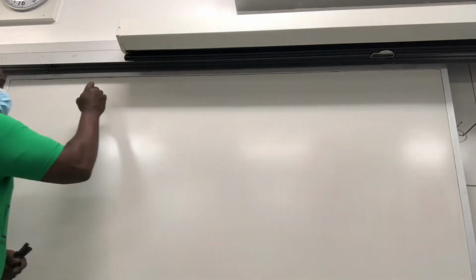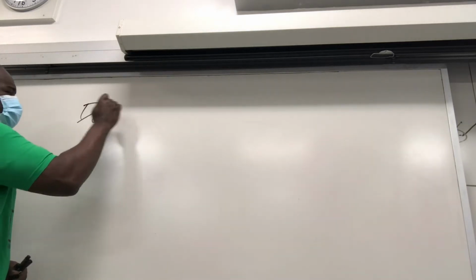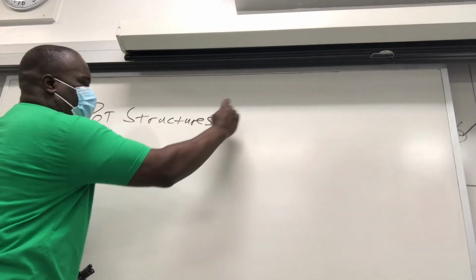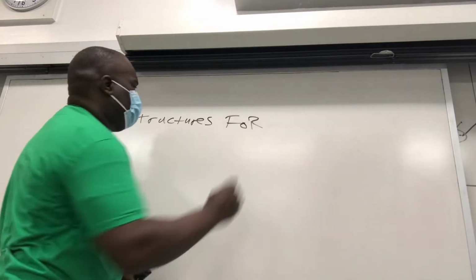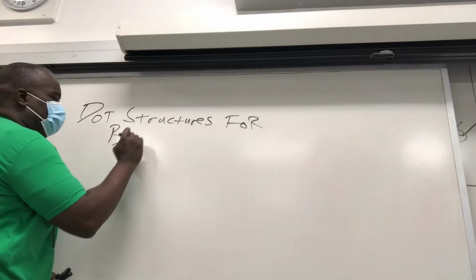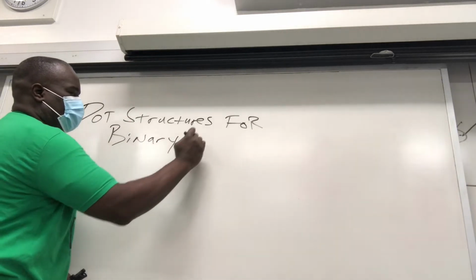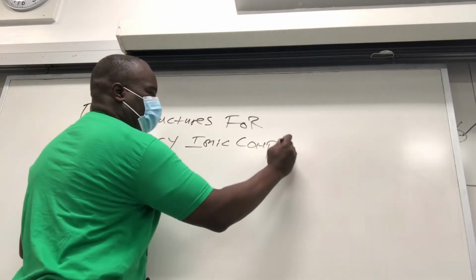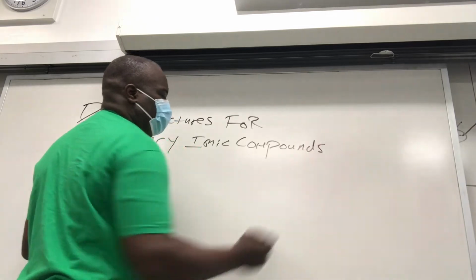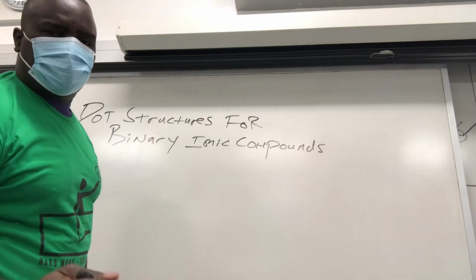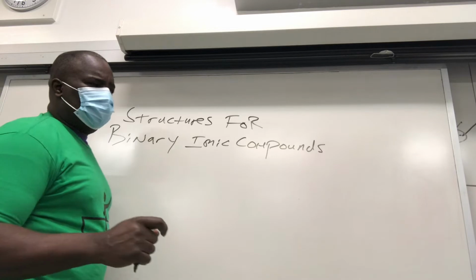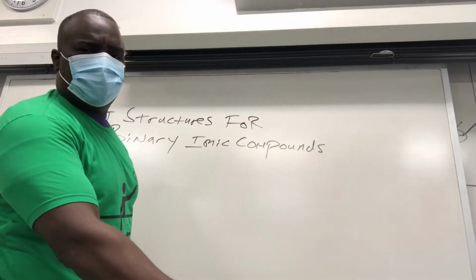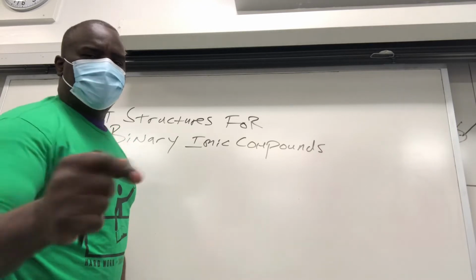All right, so what we're doing is dot structures for binary ionic compounds. Now this is very, very, very simple, guys, all right? But as they always say, chemistry is foundational. When they give you the dot structure to do, they're not going to tell you this compound is ionic, this compound is covalent, right? You have to know.